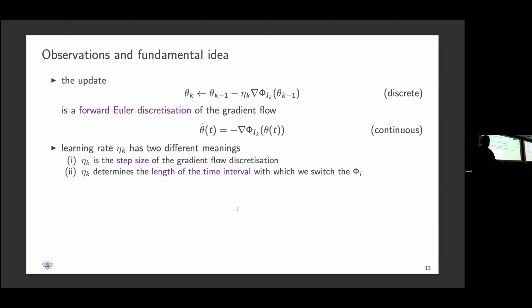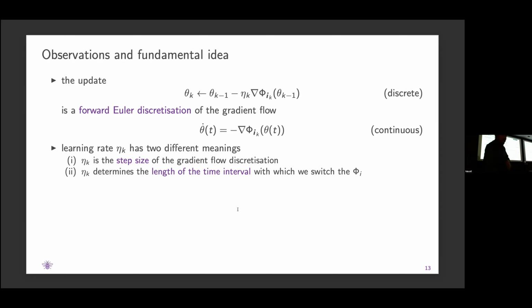have two different meanings. When we think of this step from discrete Euler to continuous gradient flow, then they are just like a numerical step size, the step size of a numerical integrator. On the other hand, they describe the length of time interval between two data switches, because they tell me how long I follow my flow before I replace the data by a new data set.